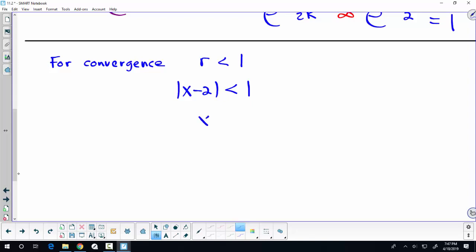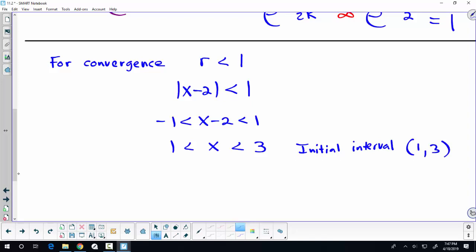So then we have x minus 2 is less than 1 and greater than negative 1, removing the absolute value. And then we have x is larger than 1 but less than 3. So initially that is your interval of convergence. We'll just note here: initial interval is this interval, but we have to test these endpoints.